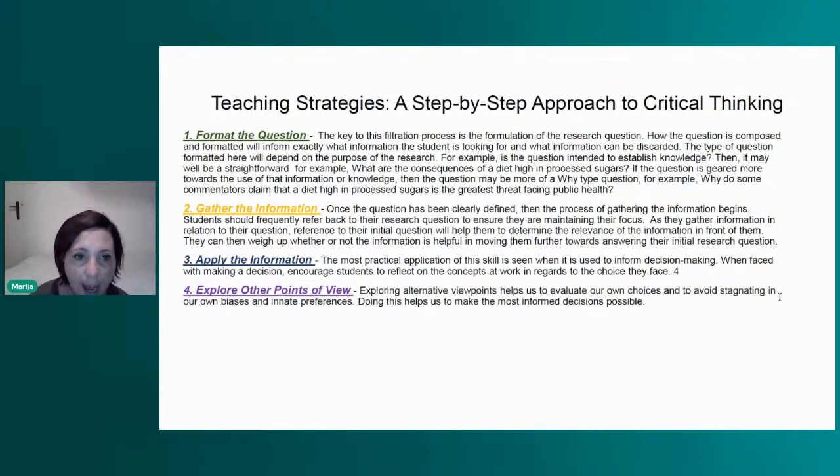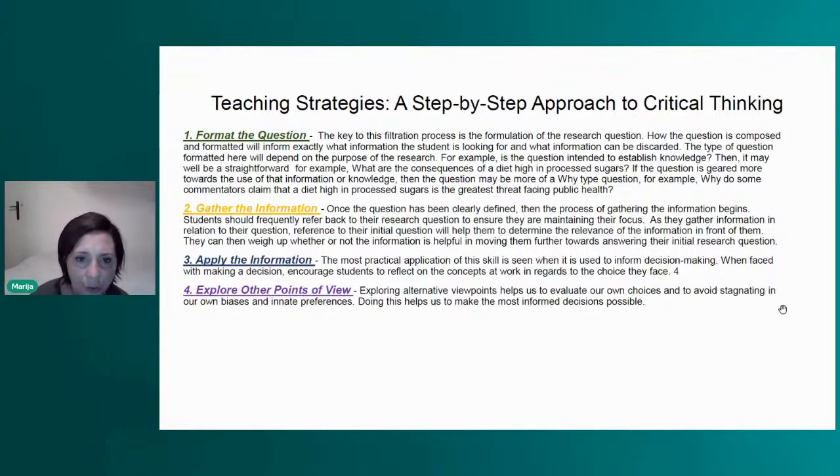They can then weigh up whether or not the information is helpful in moving them further towards answering their questions. Apply the information. The most practical application of this skill is seen when it is used to inform decision making. When faced with making a decision, encourage students to reflect on the concepts at work in regards to the choice they face.